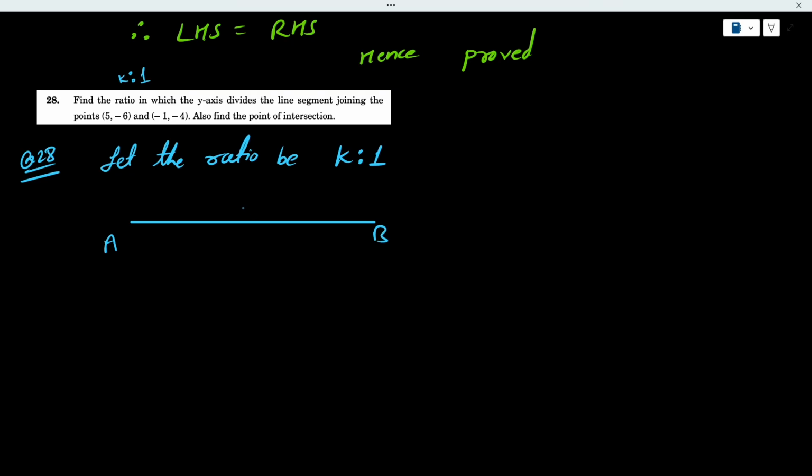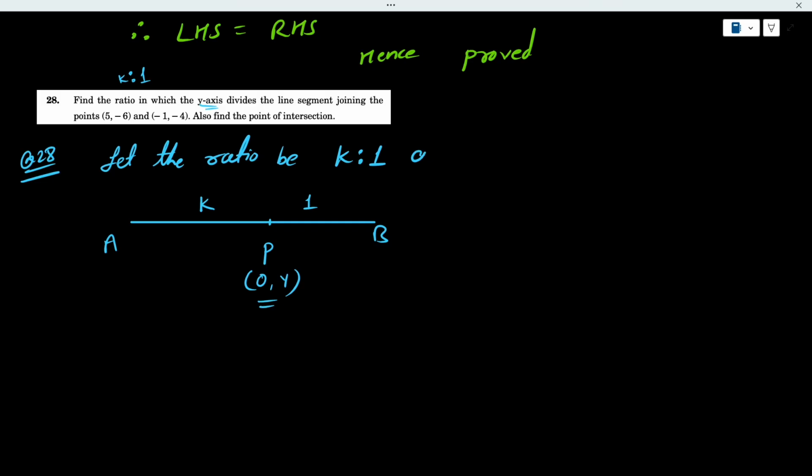Now there is a point on the y-axis. So what should be its coordinates here? If I take point P on the y-axis, the x coordinate is always 0 and the y coordinate can be anything. And you are dividing this in the ratio k is to 1. Now you have taken 0 comma y, so you need to define it here.